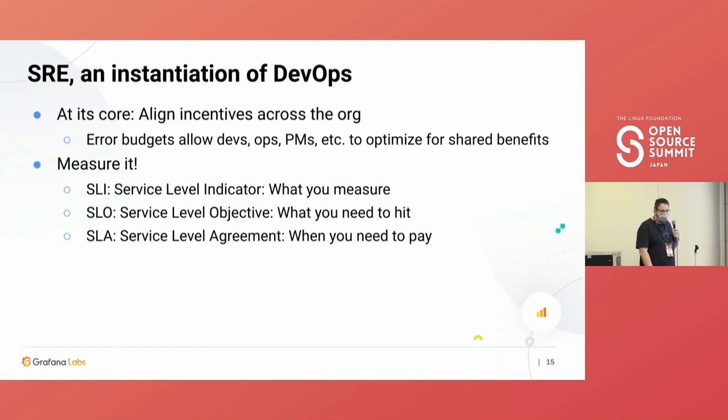SLI, SLO, SLA are again buzzwords in the cloud native space. They are what you measure, what you want to hit, and what you must hit. It's really simple. A lot of people are confused about this one.